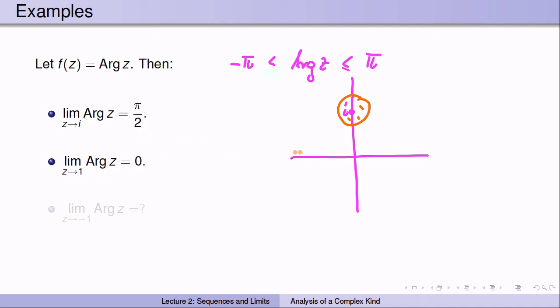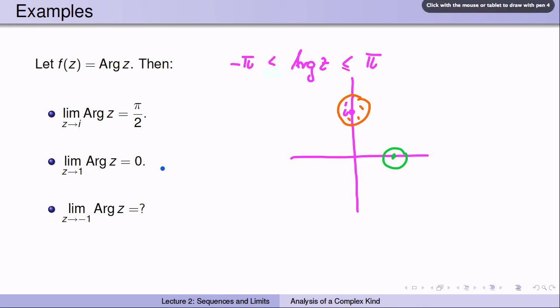How about the argument of z as z approaches 1? 1 is over here. And again, I can draw a small disk around 1, and the arguments above the real axis are going to be a little bit bigger than 0, and below the real axis a little less than 0, but they're all pretty close to 0 around here. The smaller I draw my disk, the closer these arguments will be to 0. So the limit of the argument is 0.